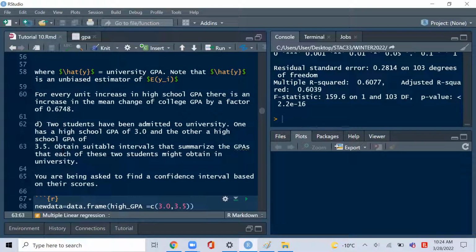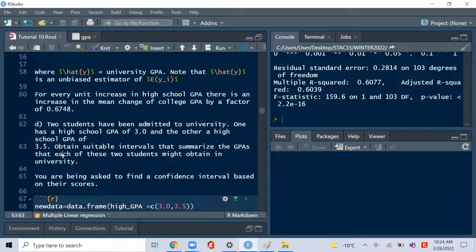So two students were admitted with a high school GPA of 3.0 and 3.5 respectively. Then it said obtain suitable estimates for the GPA they might receive in university. When it says obtain suitable intervals, they're actually saying find the confidence interval.